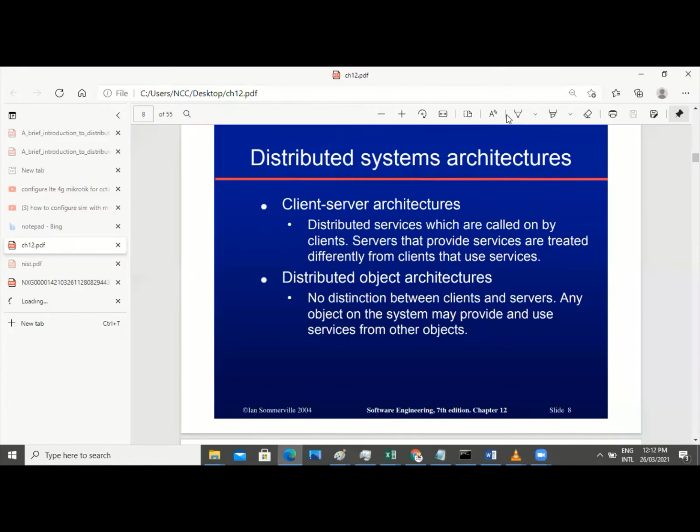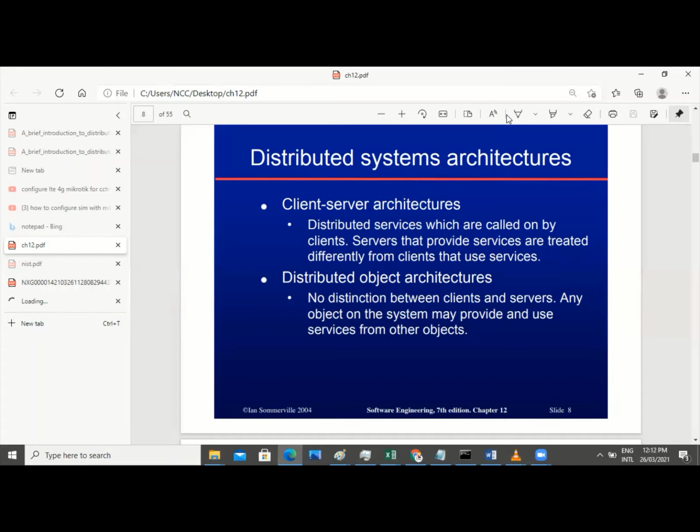I'm trying to make us understand that a distributed system has a lot of architectures that are used out there. But we are trying to itemize just two architectures that, according to the software engineering scope, we would adopt in this lecture. The two outstanding architectures are the client server architecture and the distributed object architecture.